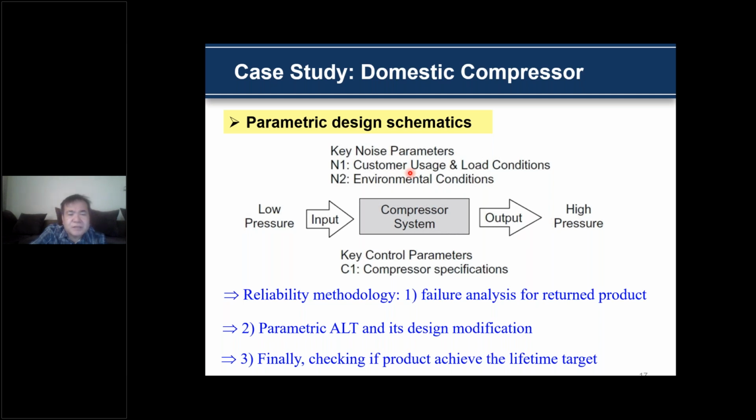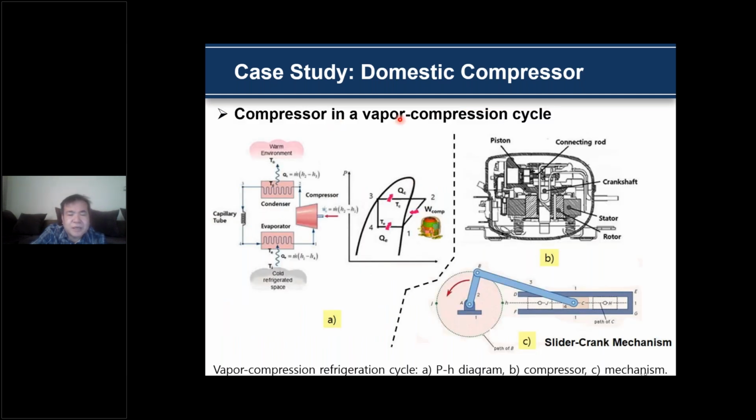This is a vapor compression cycle, and the compressor is in the vapor compression cycle. It consists of the compressor, the condenser, the coupling tube, and the evaporator. This is a schematic diagram of the compressor. The compressor works as a slider-crank mechanism.